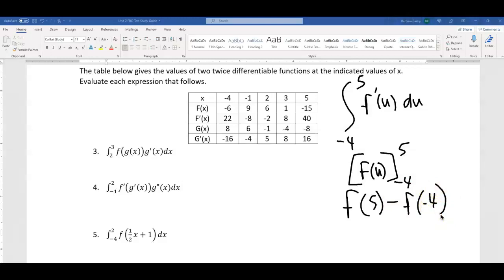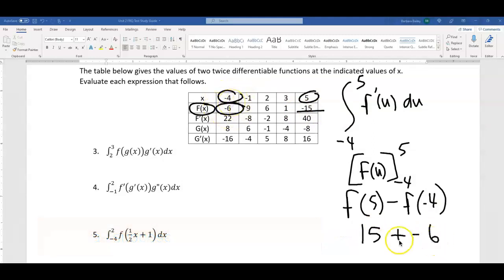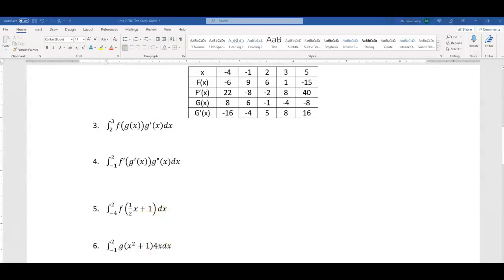All right, so f of 5 is 15. And f of -4 is -6. Double negatives go positive. Final answer is 21. All right. So a little u sub there. We got another u sub question coming up here on number 6.